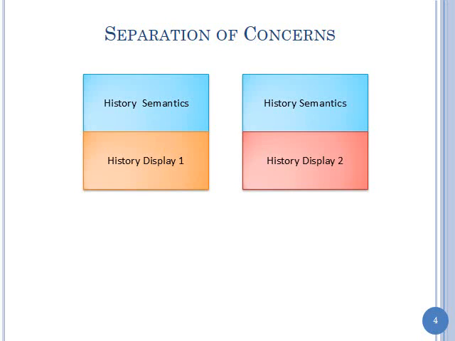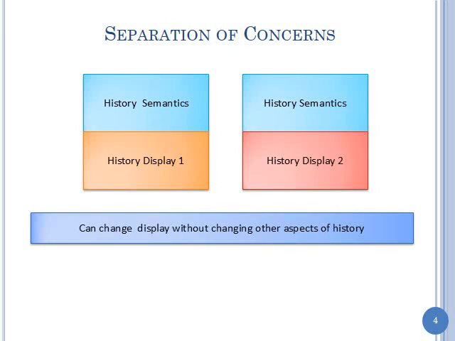So I'm kind of arguing that there has to be some display of history, otherwise history is boring. Okay? But the point is the same history could be displayed in different ways. Then the semantics of history, collecting items together, providing access to read methods and write methods, is independent of how you display it. You can change the display without changing the semantics.